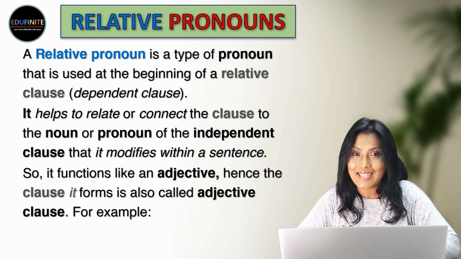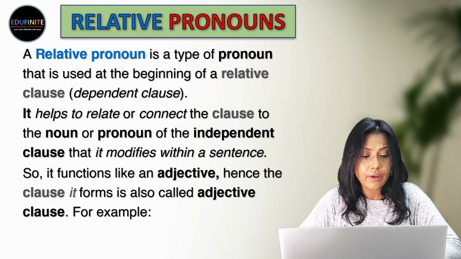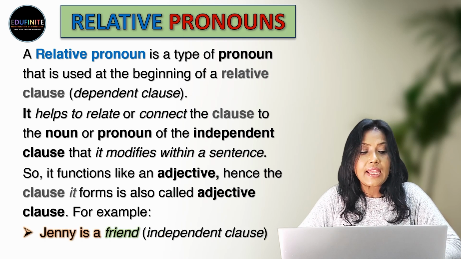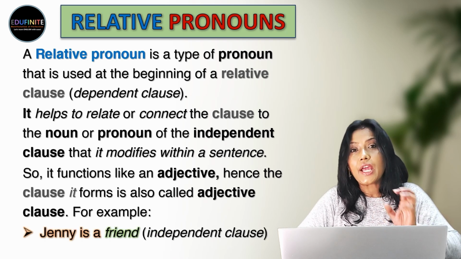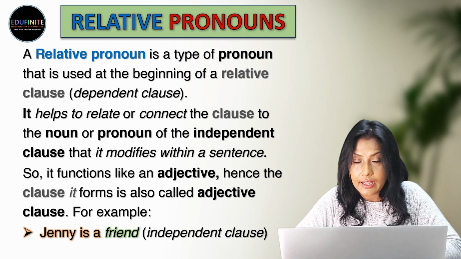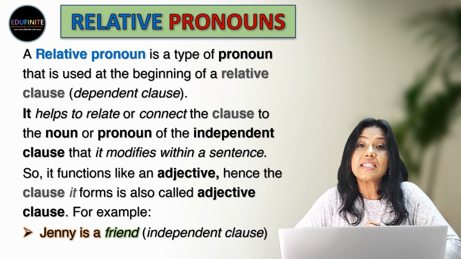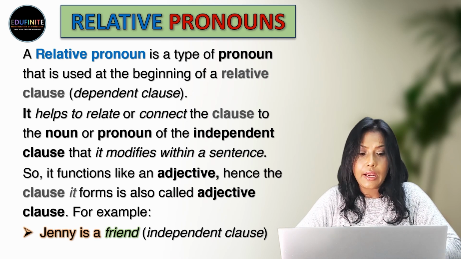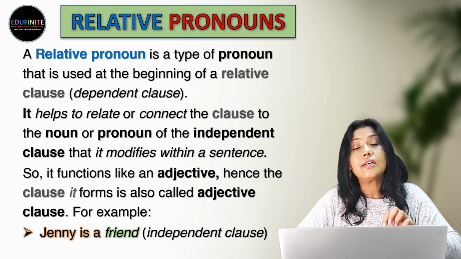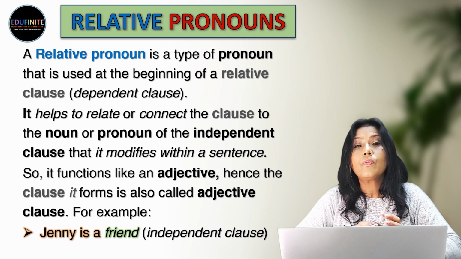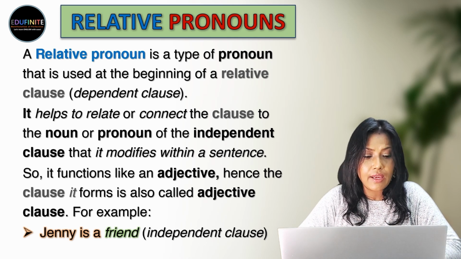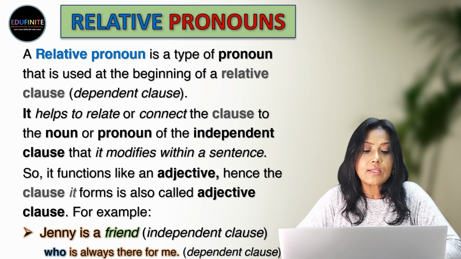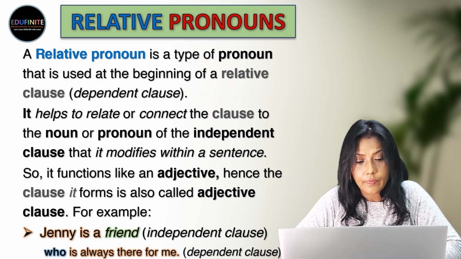Now, let's look into a sentence to understand it better. For example, Jenny is a friend. Now, Jenny is a friend gives us a complete idea where Jenny is the subject and is the finite verb. So, this is an independent clause. Now, we can attach a relative clause or a dependent clause to it to expand the sentence, and we can say, who is always there for me?